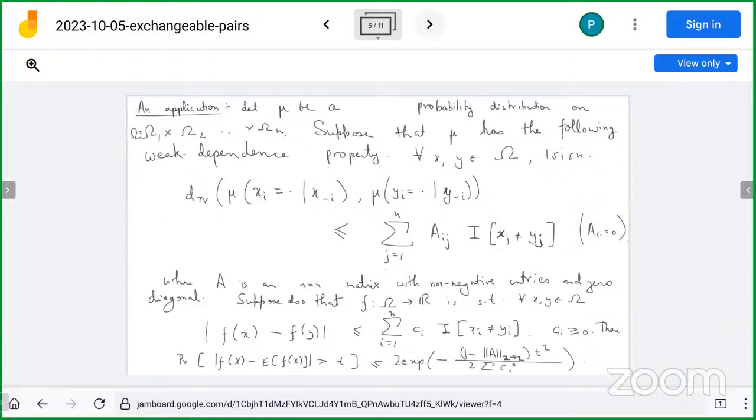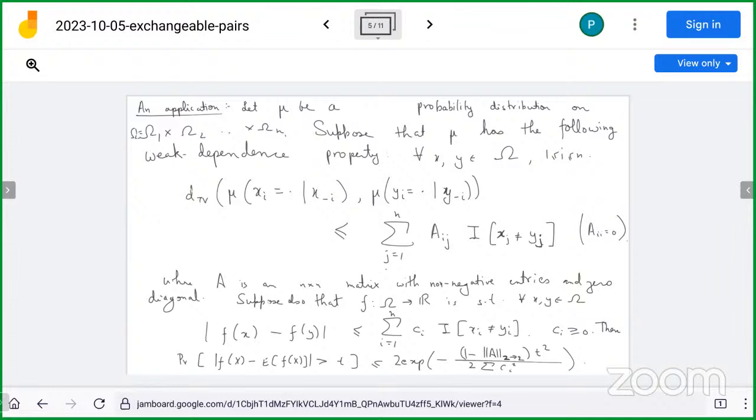The application was with some weakly dependent random variables. The idea was that we have some distribution on the product space. It's not a product distribution, and the dependencies are weak in the following sense: for any i, you extract the ith coordinate and fix all the other coordinates, in two different settings, x minus i and y minus i.